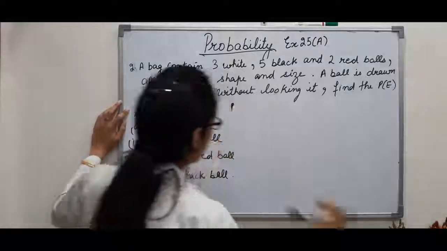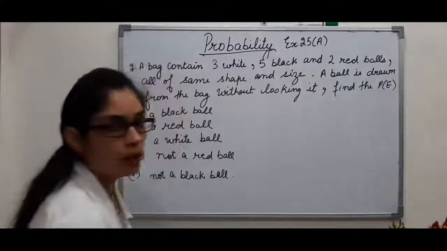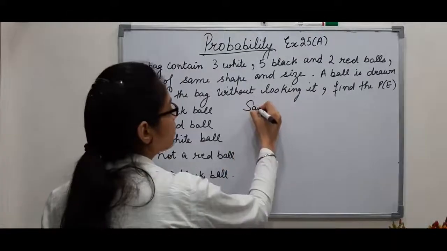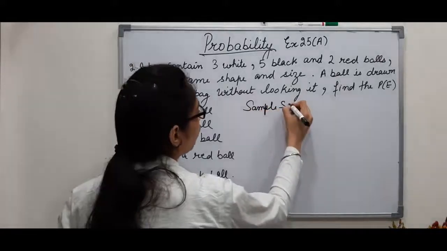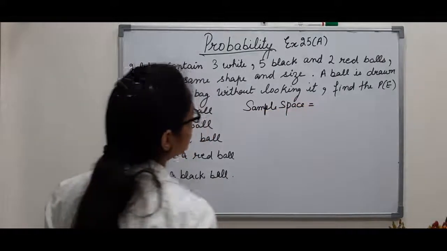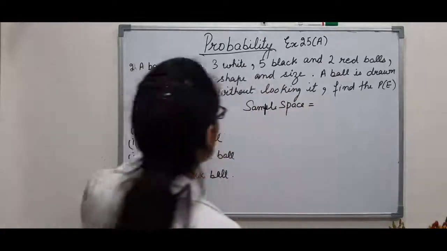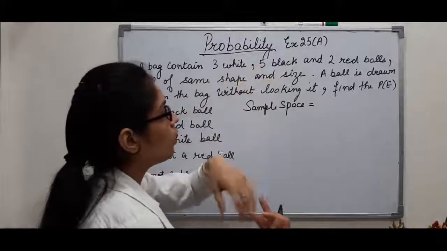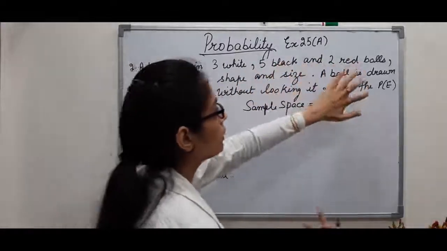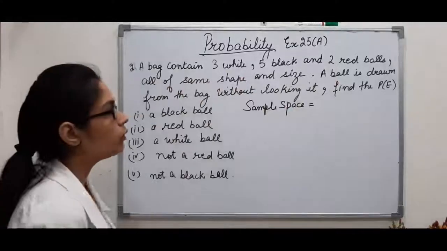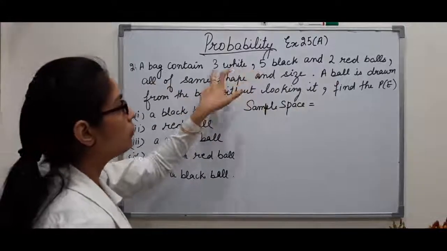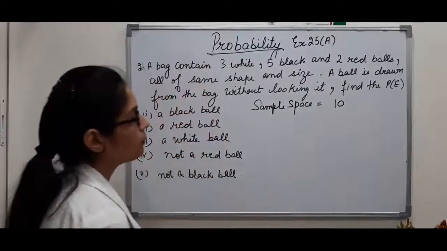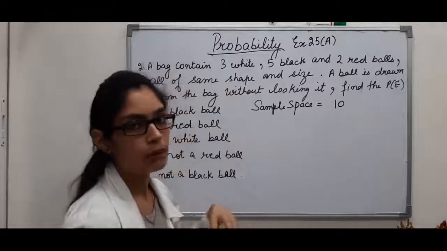black ball. So before starting, I told you that you have to make a sample space. Sample space means you have to write your total number of outcomes. So in this case, your total number of outcomes will be: 3 white balls can be drawn, 5 black balls are there and 2 red balls are there. When such types of questions are given to you, you just have to add these numbers: 3 plus 5 plus 2, 8 plus 2 will be 10. So this is your sample space. This is your total number of possible outcomes.